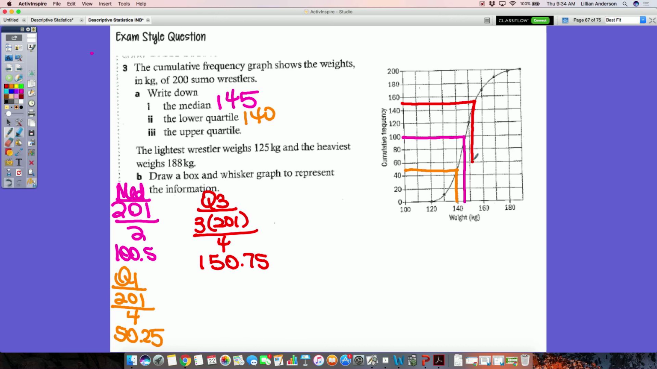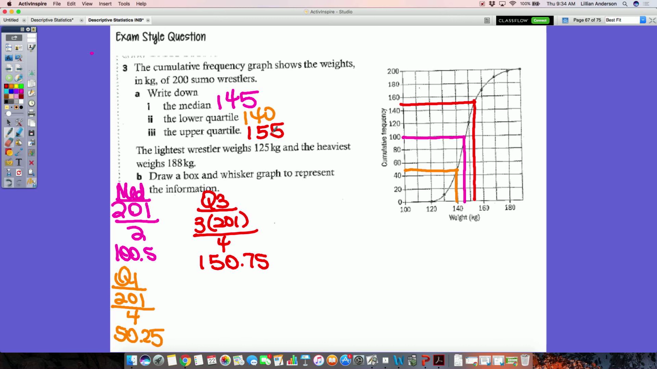Oh, that's not straight, because I'm not using my little tool to help me out. 150, 155. I probably would have said 155 as well. And it should definitely fall between 150 and 160.